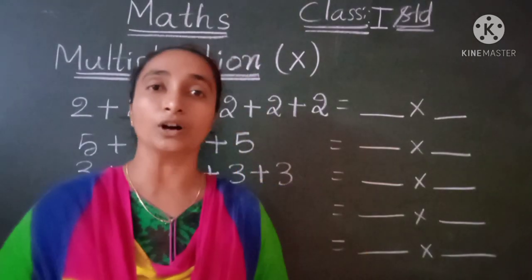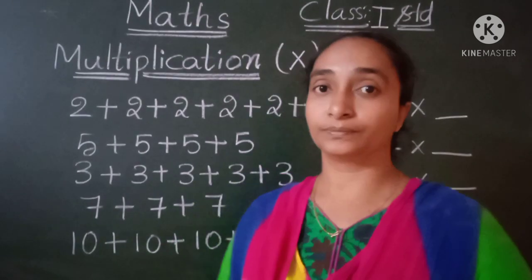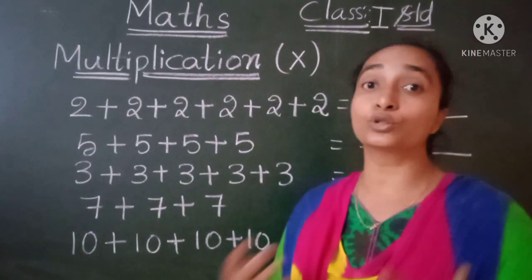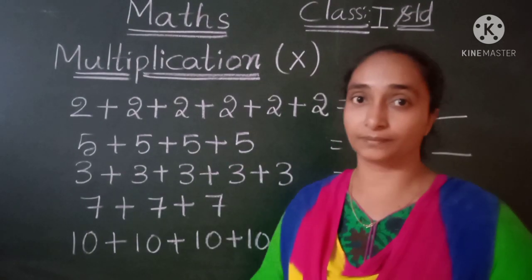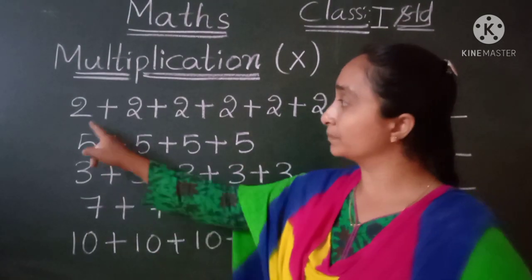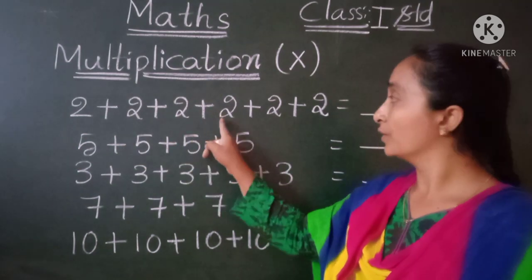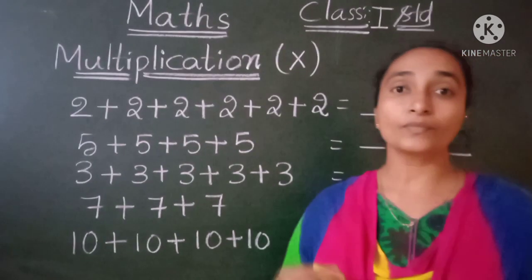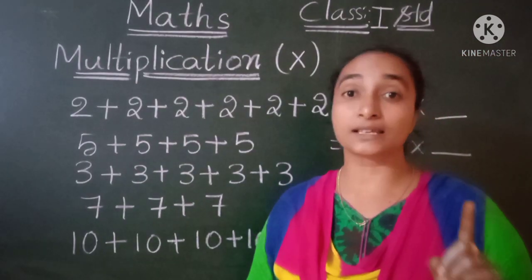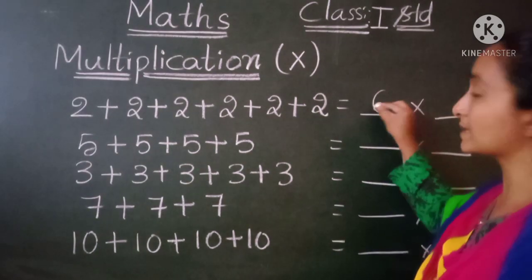So first of all, what do we have to do? We have to count the groups. How many groups are there? So let us count, children. 1, 2, 3, 4, 5, 6. How many groups are there? 6 groups are there. So in the first blank here we have to write the 6.